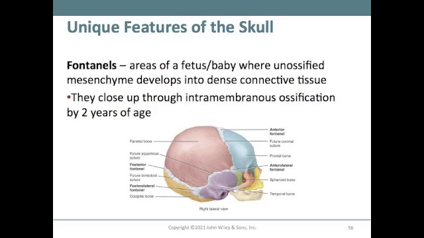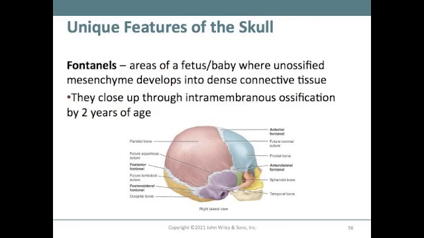So these are the areas of a fetus or baby where unossified mesenchyme develops into dense connective tissue. They close up through the intramembranous ossification by 2 years of age. The sutures here, and you notice that, for instance, on the parietal bone and the frontal bone, they're not connected because they're separated by these fontanelles.